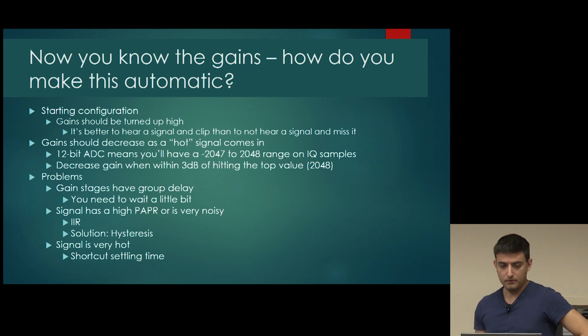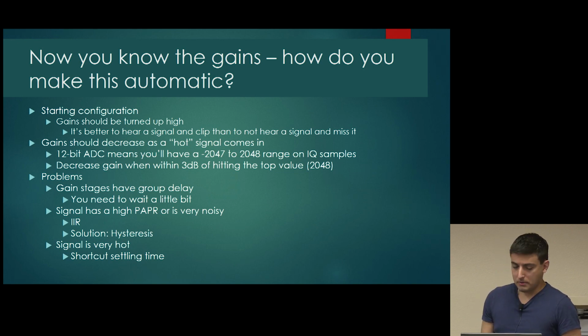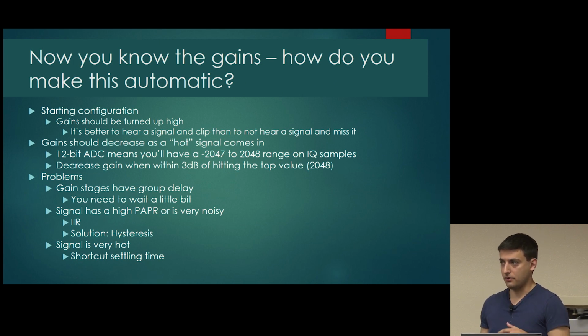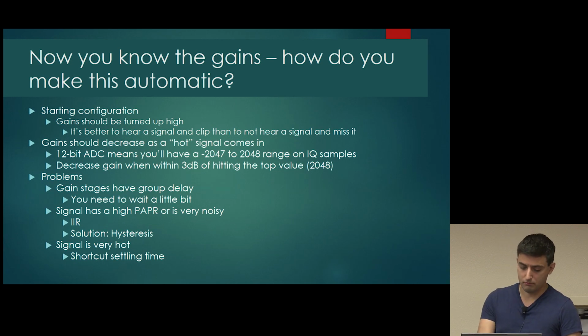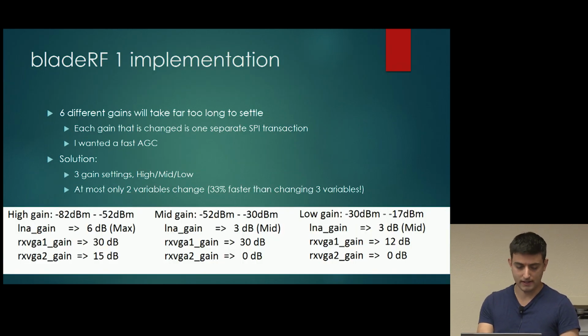So now that we know the gain settings, how do we make this automatic? So how do we make this run? With most AGCs, you basically want to turn up the gains as high as you can. So the resting idle state of the AGC should be the absolute max high gain setting, which in this case is the high gain setting.